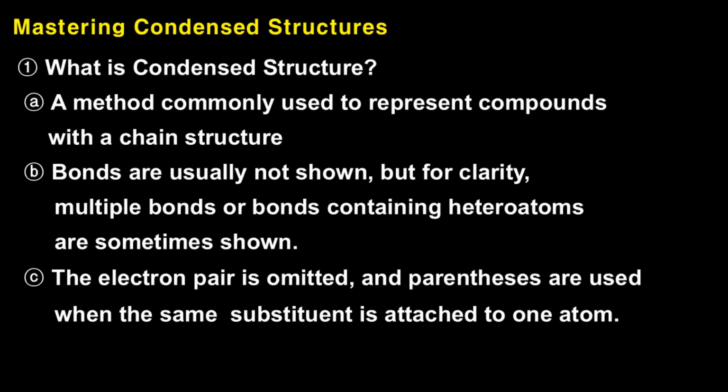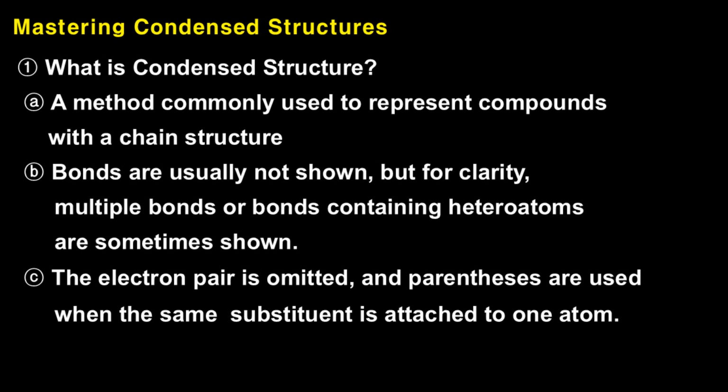The condensed structure is basically a simplified version of a Lewis structure, but like anything simplified, it has its limitations. It works really well for relatively simple molecules, especially ones with long chain-like structures. But when it comes to more complex molecules, it can get a little tricky to represent them clearly using just the condensed form. In those cases, a bond-line structure, which we'll talk about in the next lesson, might be a better choice. So overall, the condensed structure is most effective when you're dealing with linear compounds, where atoms are connected one after another in a straight sequence.